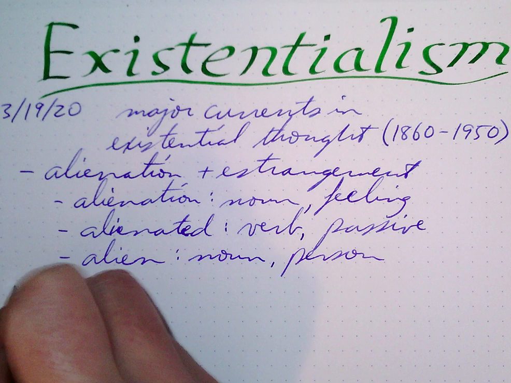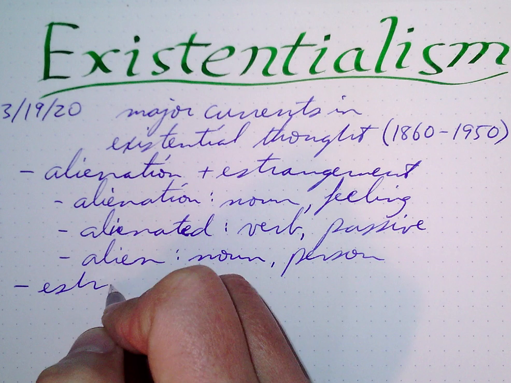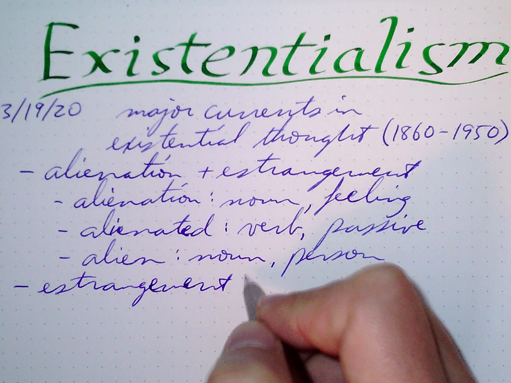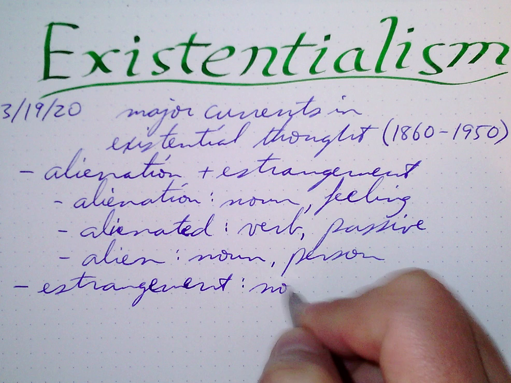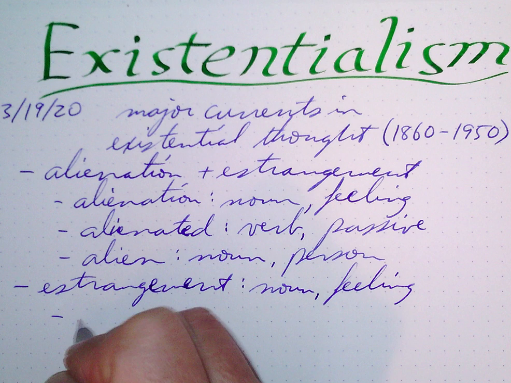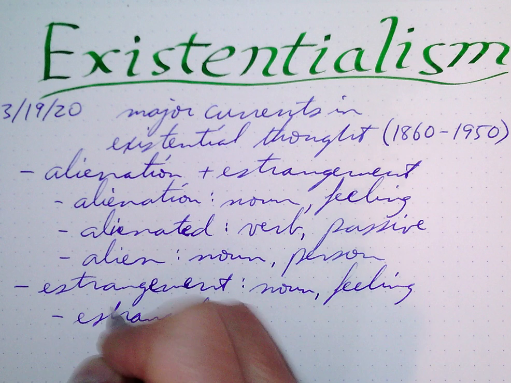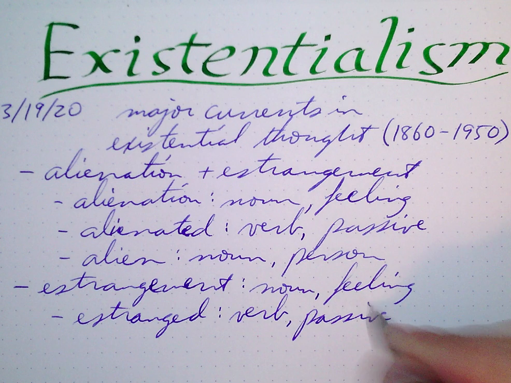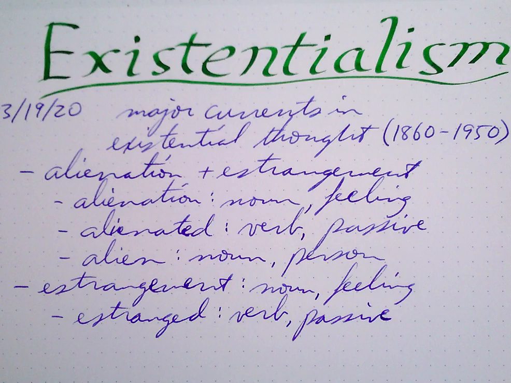The other key word we have here is estrangement. Okay, estrangement. Once again, that is a noun. That is the feeling of being estranged, but we also have the passive verb, which is to be estranged. Usually we hear that word more with estranged lovers or estranged spouses, but here we're using it as being estranged from the world.